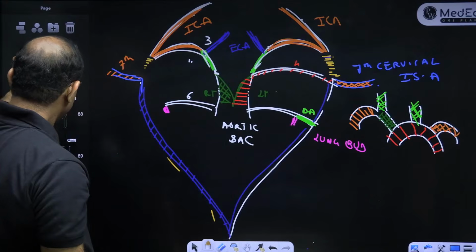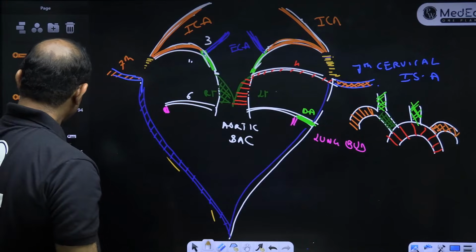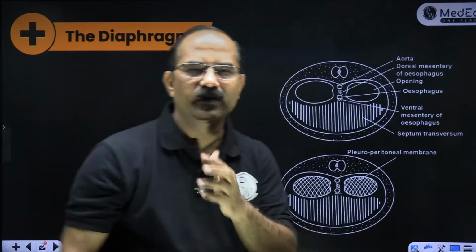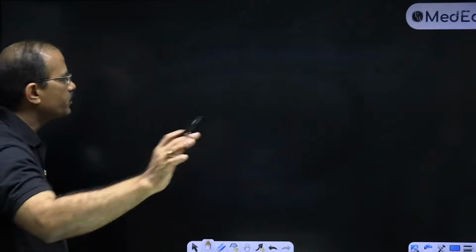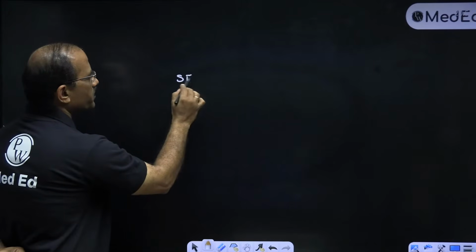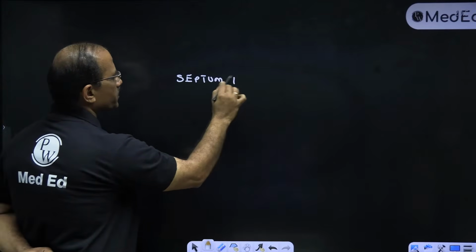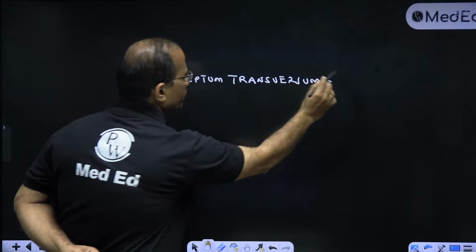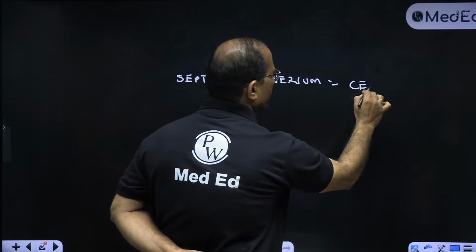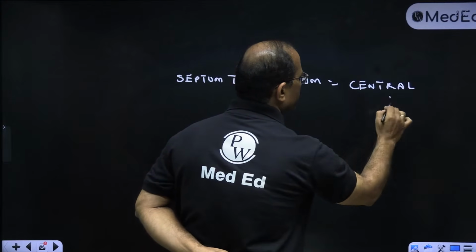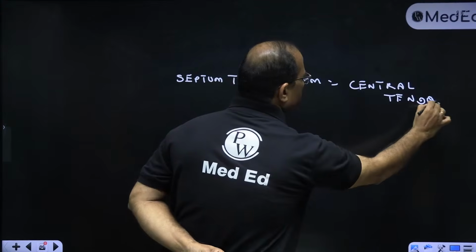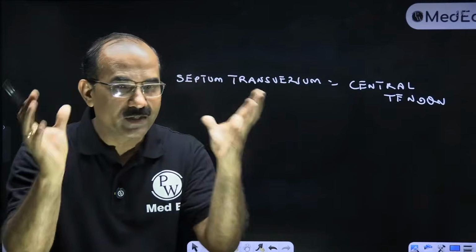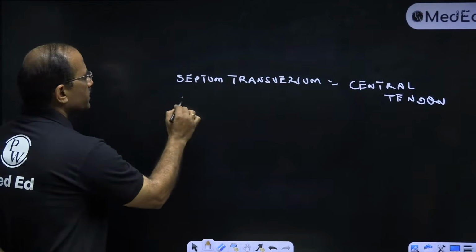Okay, great, so I have told you everything. Now just tell me the development of diaphragm. Let's talk about one last thing, development of diaphragm. The main contribution to the development of diaphragm is what? Just remember this, septum transversum. Septum transversum forms the central tendon of diaphragm. So the main part of the diaphragm is derived from septum transversum and that forms the central tendon of the diaphragm.